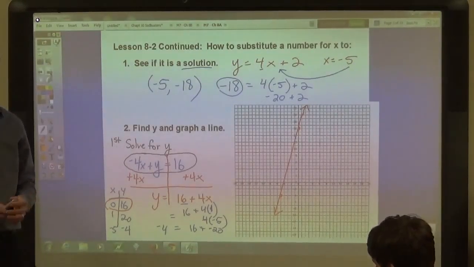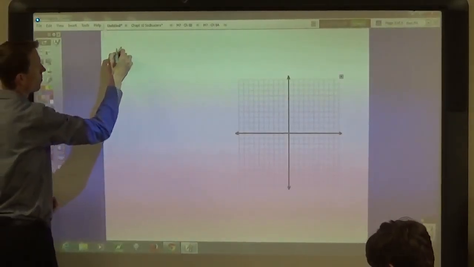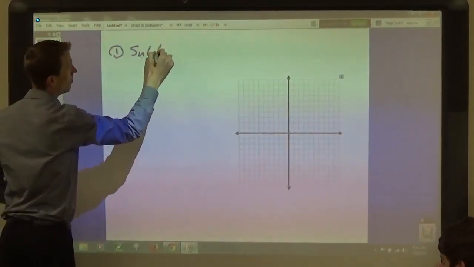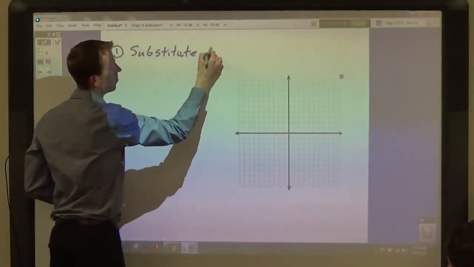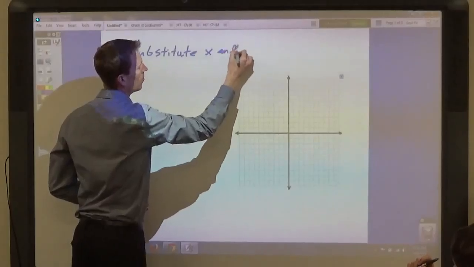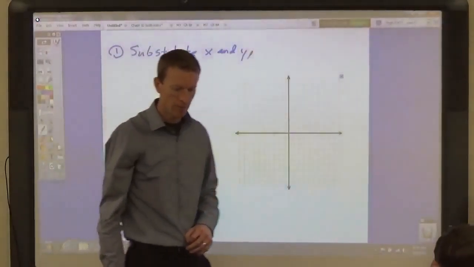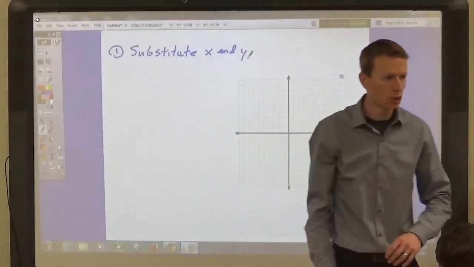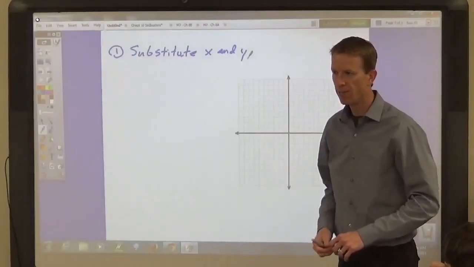Okay, so that's what you should do for number 1. Substitute both and see if it is true. And find the one that is true, right? Which ordered pair is true? So substitute X and Y to see if it makes a true equation.